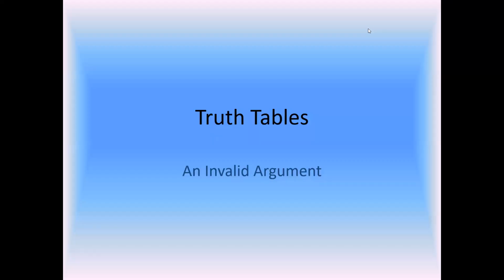In a previously posted video, you can see the link in the description below, I've posted how to create a truth table. I've talked through the details of the methodology for doing this. Here, I'm just giving an example of an invalid argument and how you can use a truth table to show that an argument is invalid.